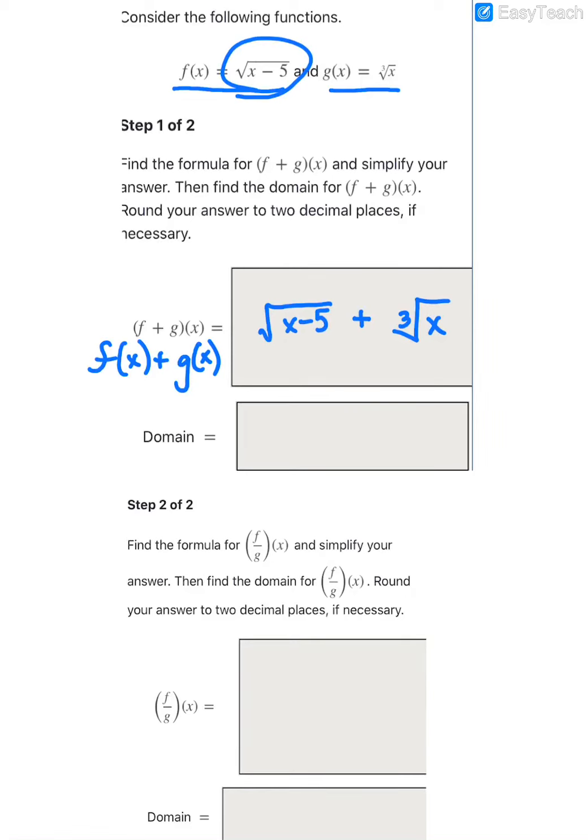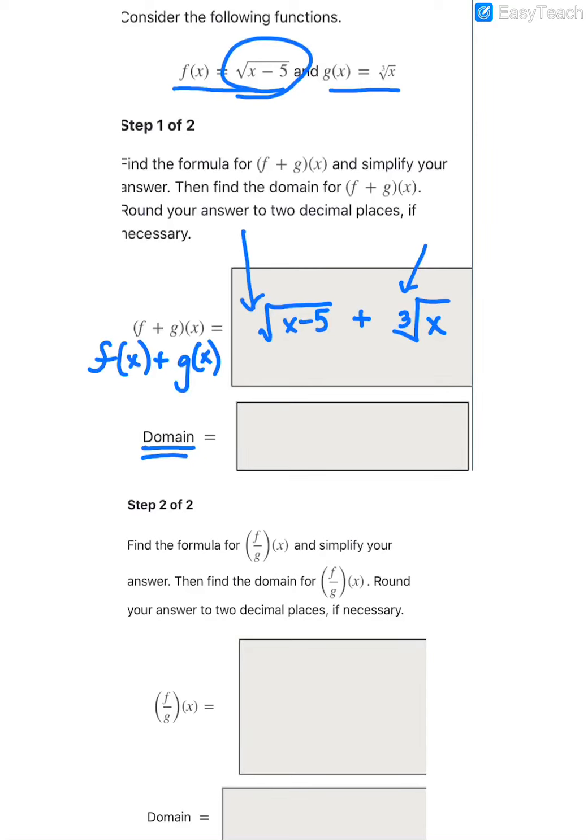For domain, we think about two things. We think about fractions and we think about square roots. In this case, we don't have any fractions, so no worries there on domain, but we do have a square root right here. We don't worry about the cube root, but we do worry about the square root.